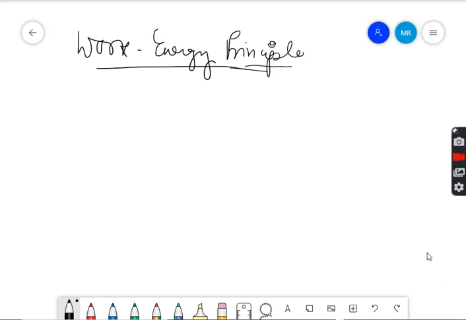Hello everyone. In this video I'm going to show you how you can understand the work energy principle very easily. As you know, the main thing about the work energy principle is how you can apply it to make your numerical problems easier in Newton's laws of motion or in mechanics, in the whole of mechanics, dynamics and kinematics.